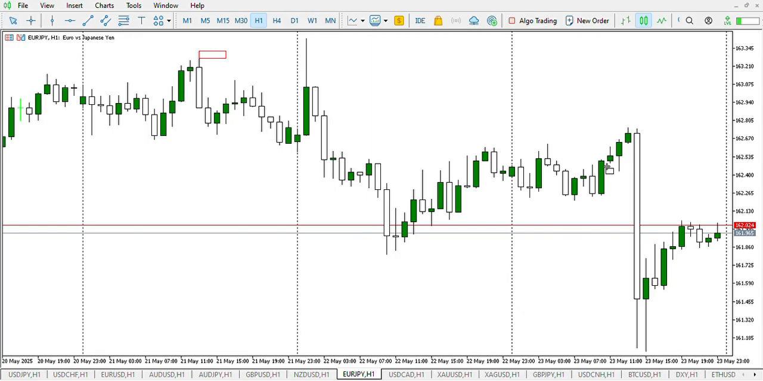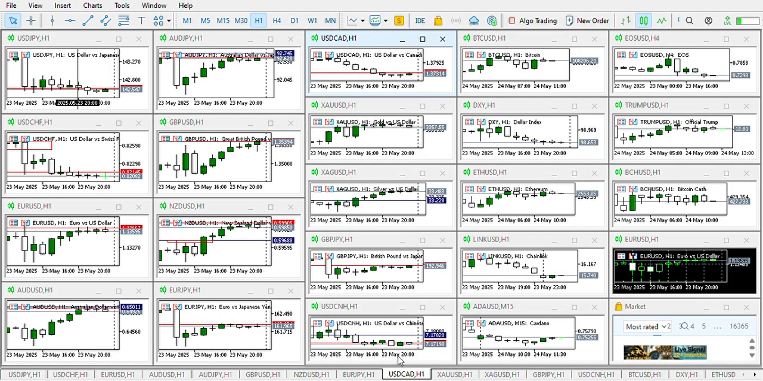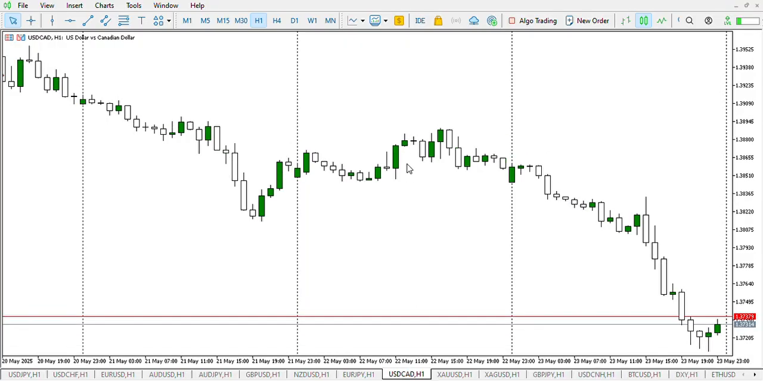Nevertheless, fundamentally, Friday is not a good day to trade, as that is when the market maker accumulates and traps traders, and we know that Friday is just a half day, so it is not an advisable day to look out for trade entries. However, if you must trade on Fridays, you should always trade with caution.